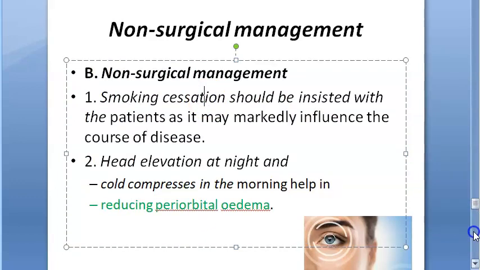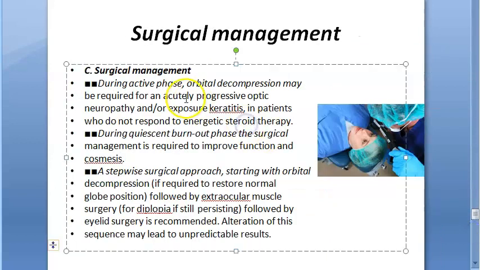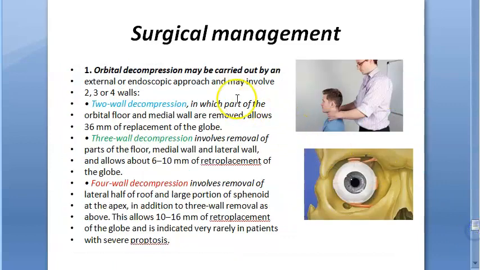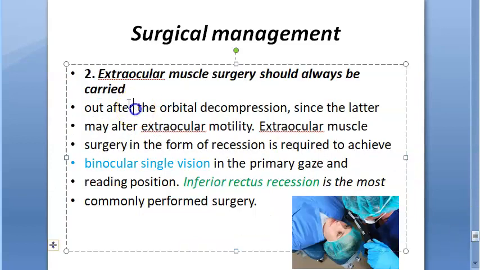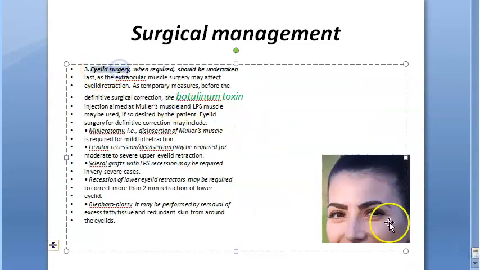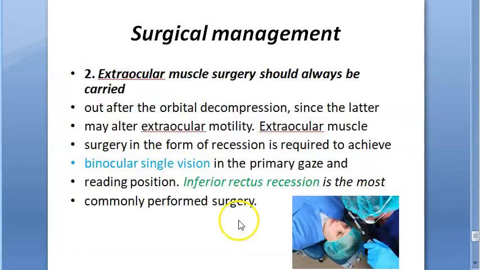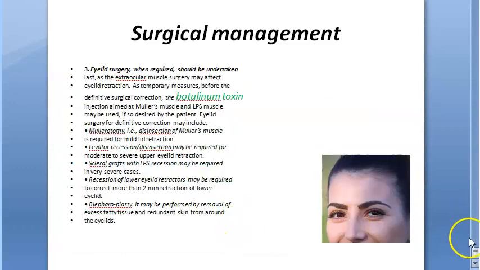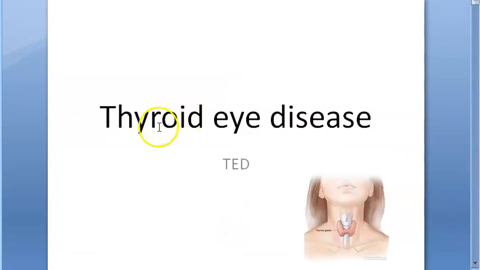Non-surgical: you'll tell them don't smoke, head elevation to prevent edema, lubricating artificial tears to prevent dryness and exposure keratitis, eyelid taping, guanethidine to relax the Müller's muscle, prisms to prevent diplopia, systemic steroids, radiotherapy. Combined steroids and radiotherapy is the best. So we saw non-surgical, guys. Then we moved on to surgical. Three things only they're saying. First, you do orbital decompression. If that is not working, then you follow it with extraocular muscle surgery, which should be done after the orbital decompression. Then eyelid surgery, which should be done after the extraocular muscle surgery. Okay. So that's it for now in thyroid eye disease. Bye bye.